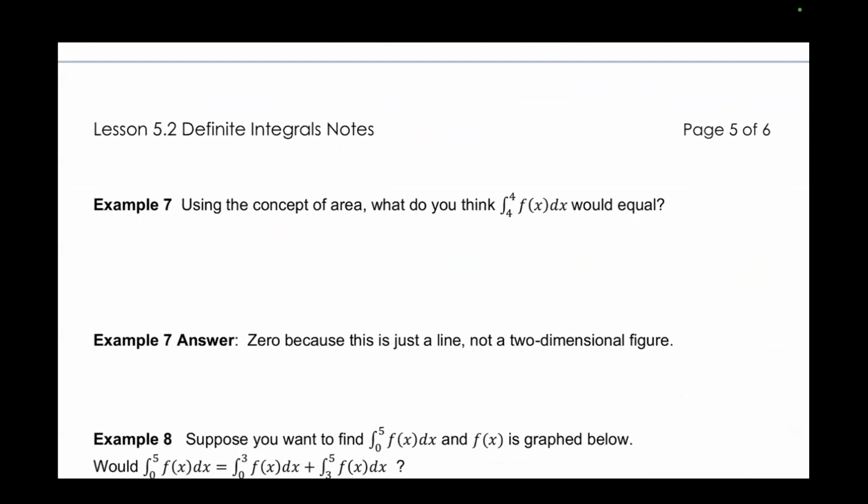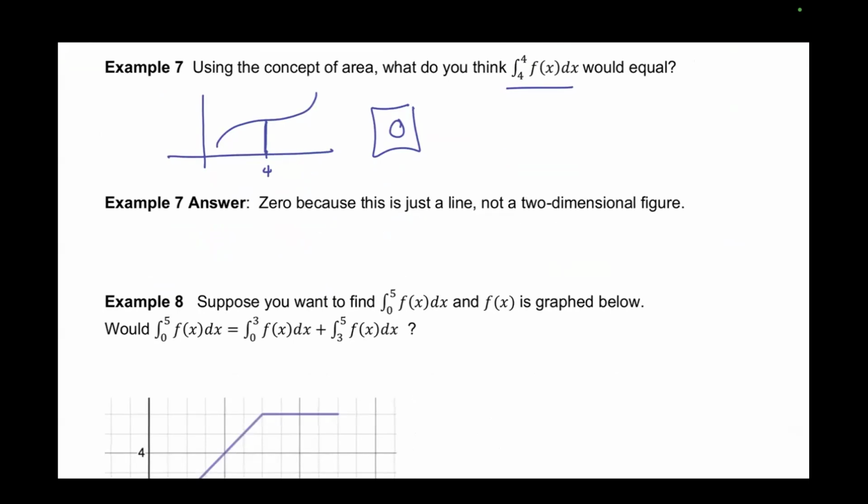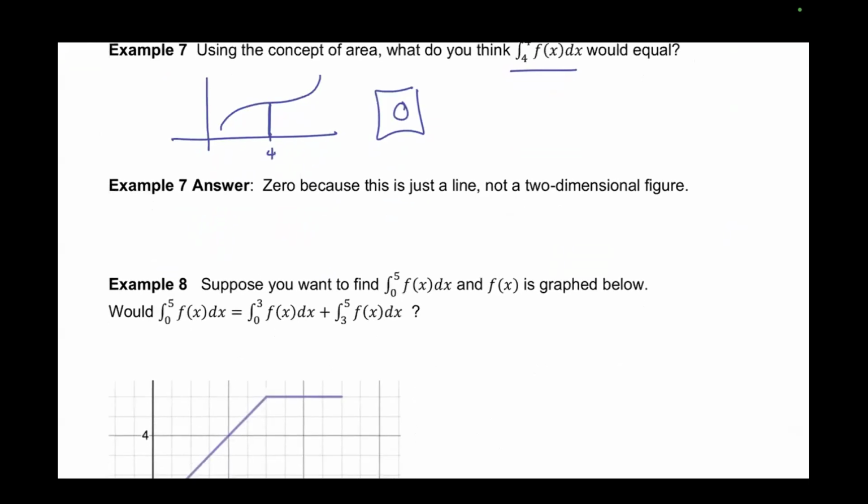A couple more properties. What do you think the integral from 4 to 4 of f of x dx is? If I think about the definition, I've got some function here, f of x, but I'm starting at 4 and ending at 4. So I don't really have any area to shade. I just have a line. So that's going to be 0. Anytime your two limits of integration are the same, the answer is 0.